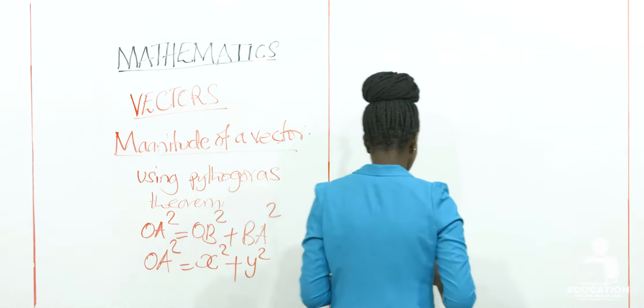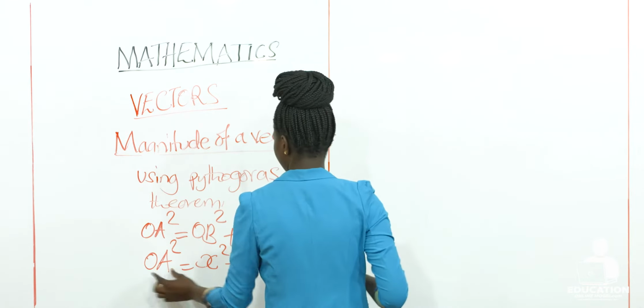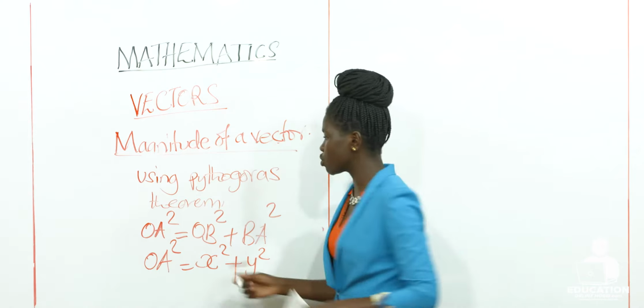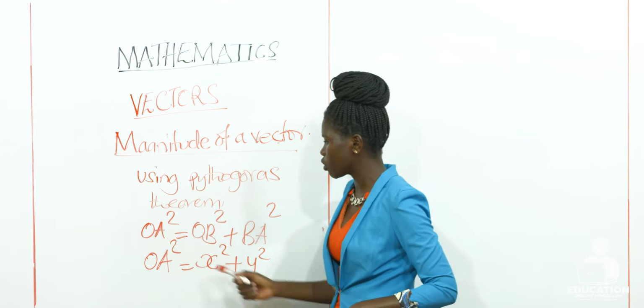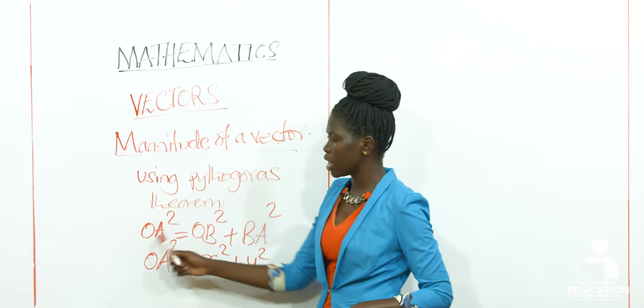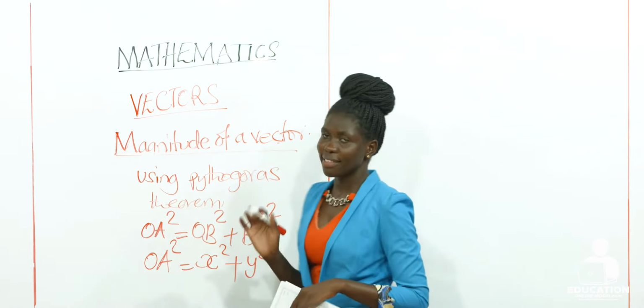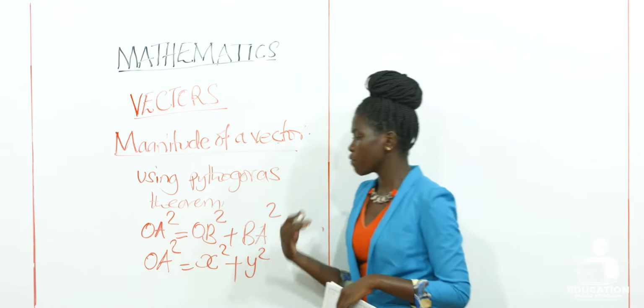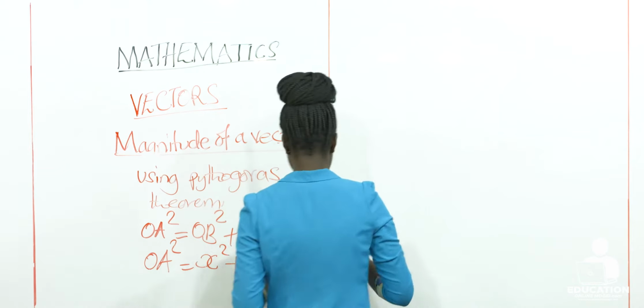So with that, we are now going to have our OA. Remember, we want the value of OA. So for us to get rid of this square sign, we are going to introduce square root on both sides so that we can get the value of OA independently as the length. And as we said earlier on, the length is a positive value of a square root number. So in this case, we are going to introduce square root sign on both sides.